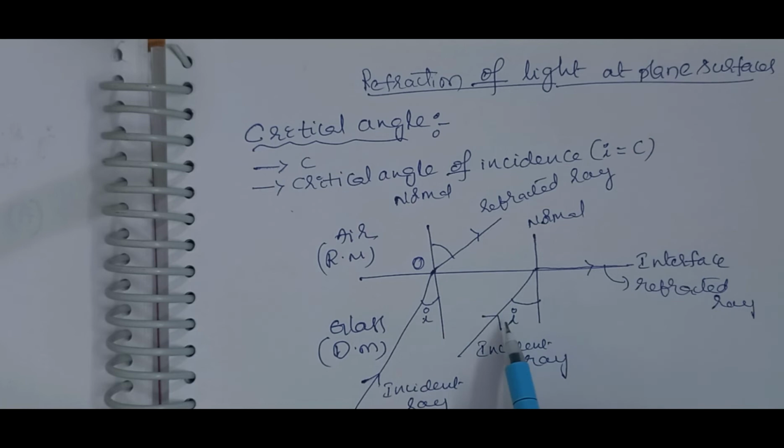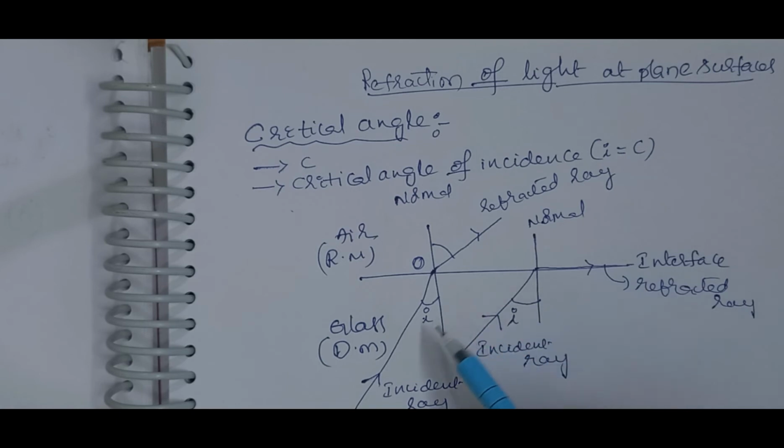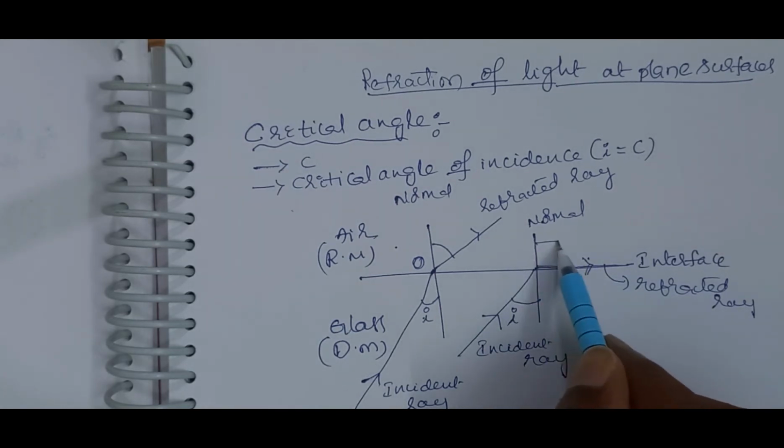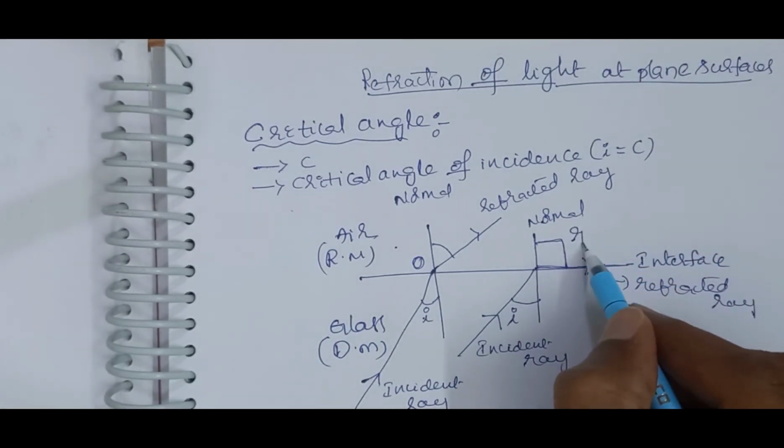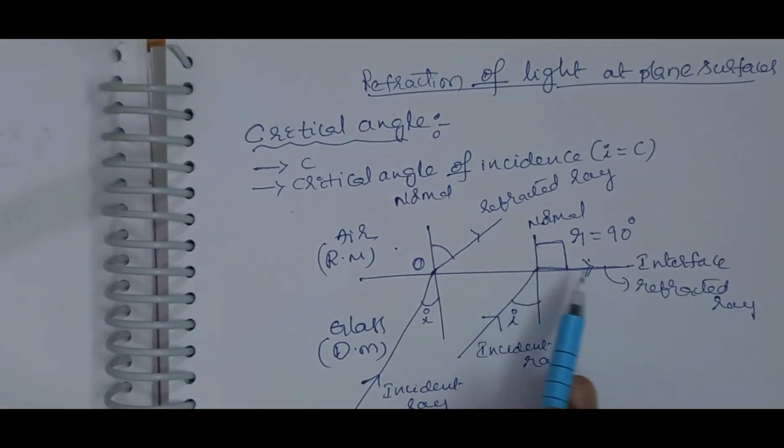So now for this angle of incidence, which is more than the earlier angle of incidence, the refracted ray doesn't enter the rarer medium from the denser medium, but instead it is moving along the interface. So now this is a normal and this is a refracted ray. Between them the angle of refraction is taken as 90 degrees, because the normal and the refracted ray are perpendicular to each other.